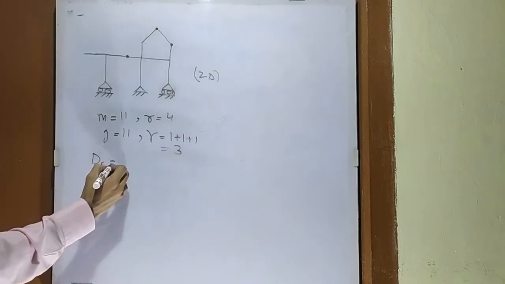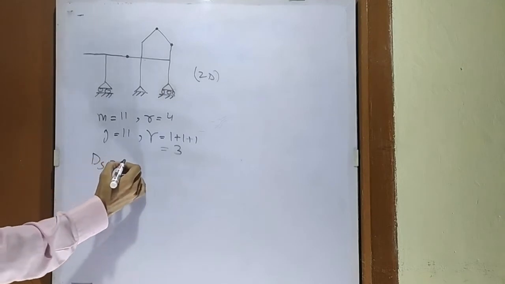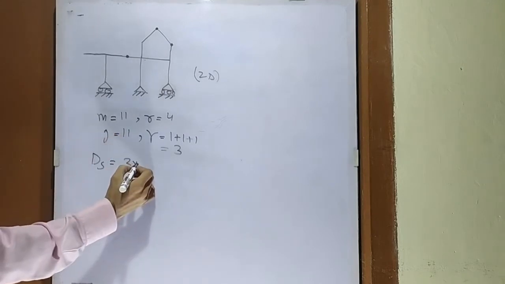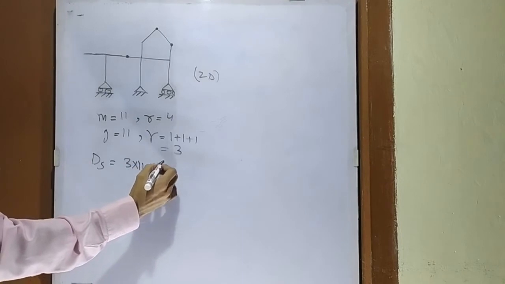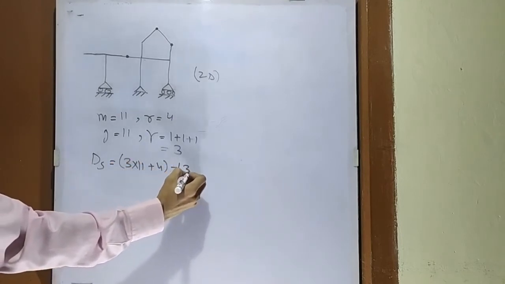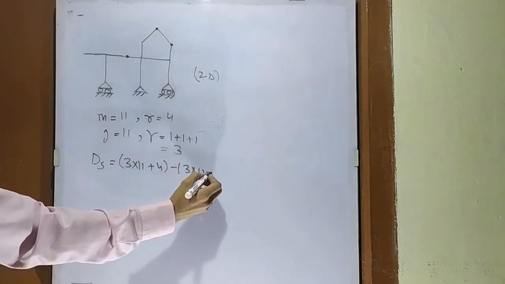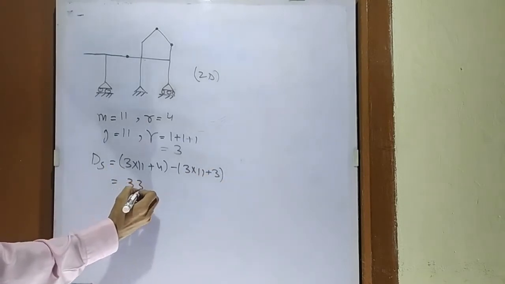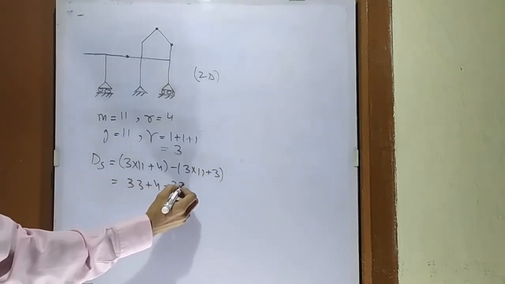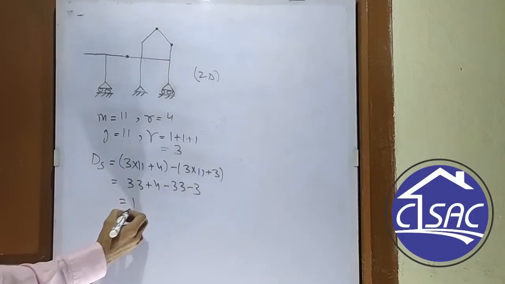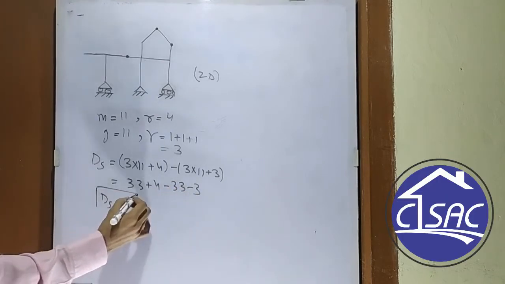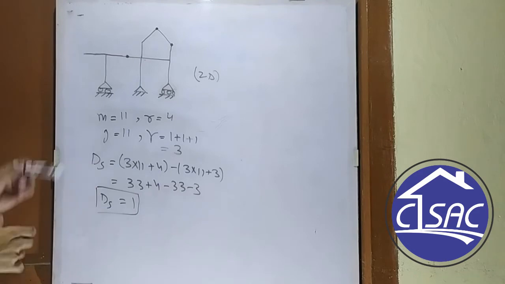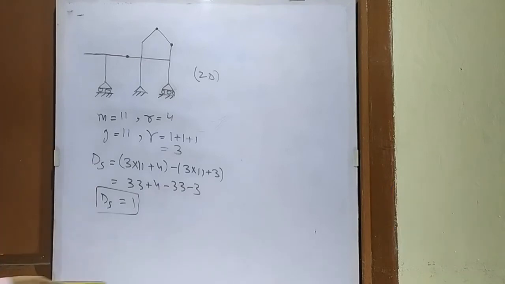Now we will put the values in the formula and see what the answer is. So 3 into 11 plus 4 minus 3 into number of joints. Number of joints is 11, plus 3. So 33 plus 4 minus 33 plus 3, and this comes out to be 1. So the degree of static indeterminacy for this particular rigid 2D structure is 2.